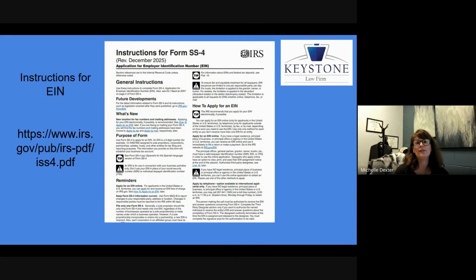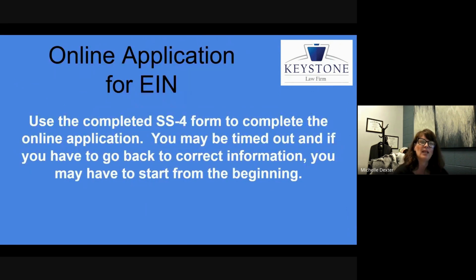But if you're looking for the detailed information from the IRS themselves on how to apply for this EIN and how to fill out the SS-4 form, there are specific directions on the IRS's website. It's nice because it will identify, if you're filling out line number 7B, this is what you need to be filling out. For the online application for EIN, use the completed SS-4 form to complete the online application. If you don't have all that information ready, their system may time you out. And if you have to go back to correct information, you may also have to start from the beginning again. So having all that information and knowing what you're going to do can be helpful in that regard.